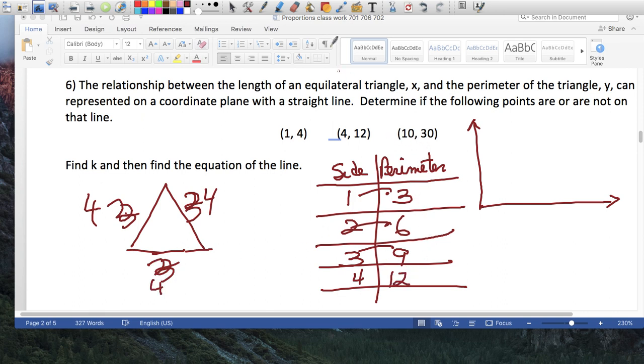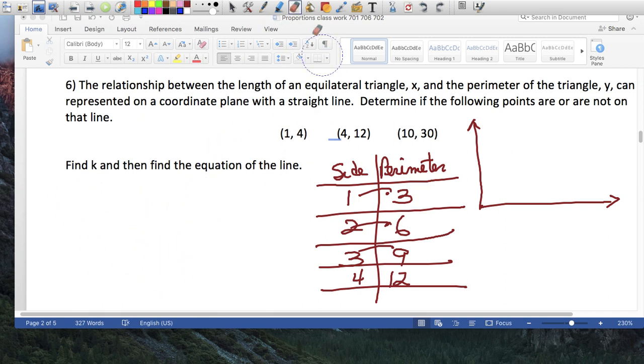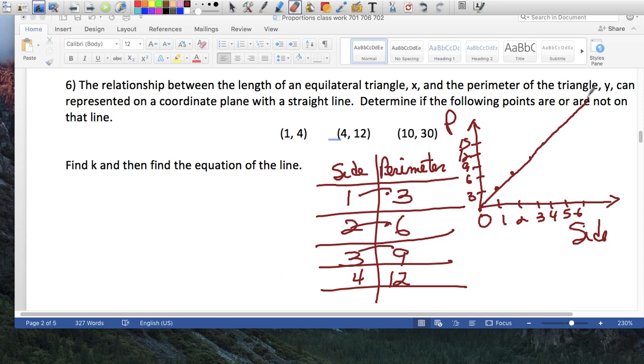So this is what I am working with. Now, if I were to graph this, I would put side over here and P for perimeter here. So I'm just going to make 1, 2, 3, 4, 5, 6. That's my 0. Here I'm going to go by 3: 3, 6, 9, 12, 15. So when the side is 1, my perimeter is 3. When the side is 2, the perimeter is 6, and so forth. And you can clearly tell that it's going to be a straight line, right?